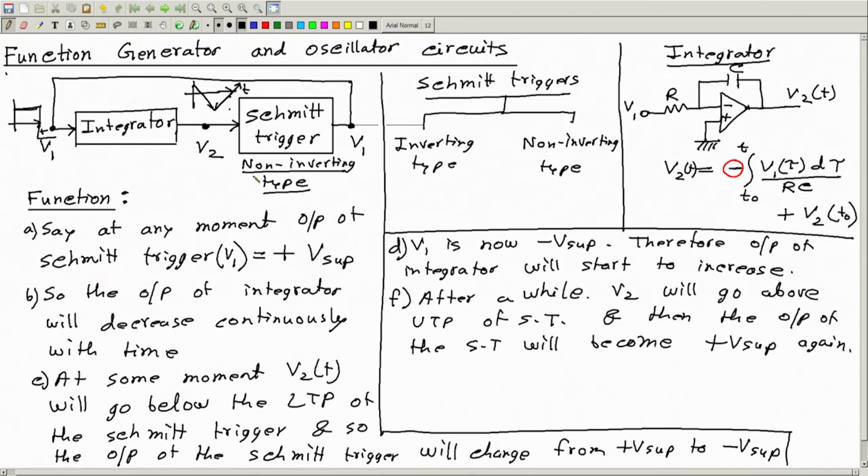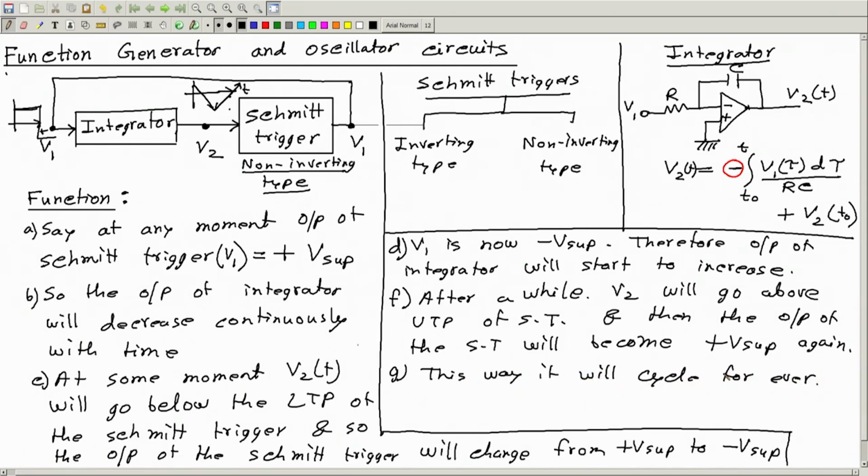So, you see that this way the process will continue. Okay, if this is positive, it comes here. As a result, this voltage starts to drop, and after a while it goes below the lower trigger point. So, output of the Smith trigger changes, it becomes negative, and that negative value comes here. Then here the voltage starts to increase, and after a while it will make the output positive, and this way it will cycle forever.